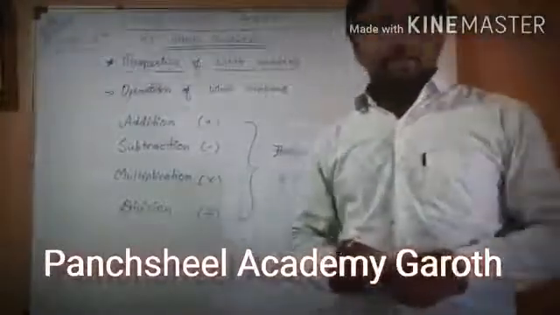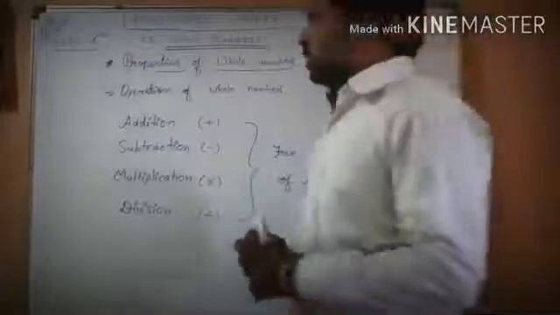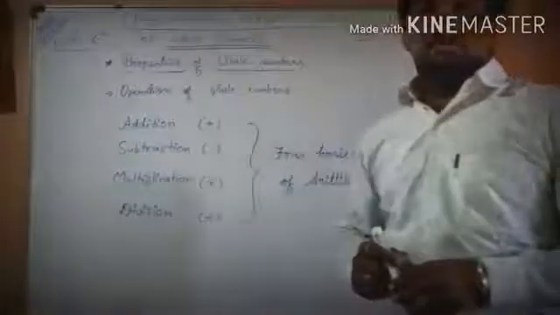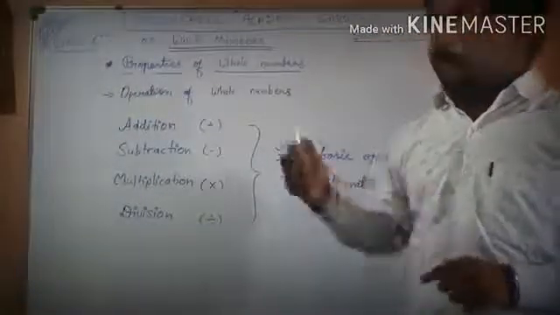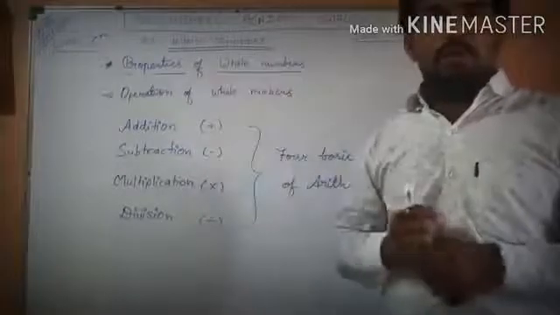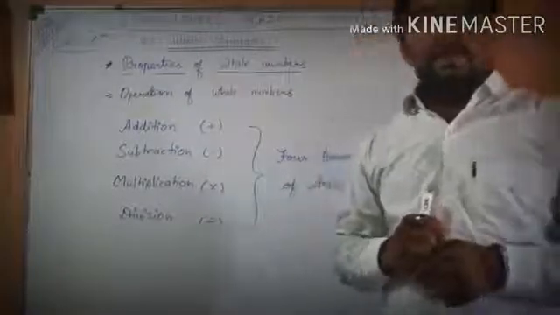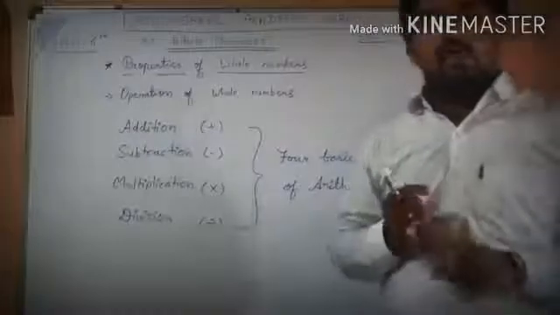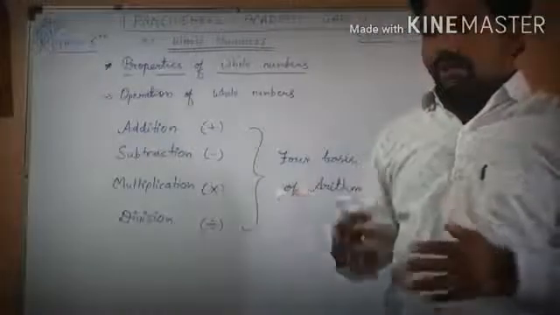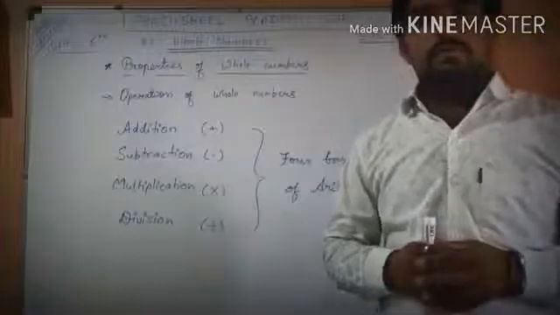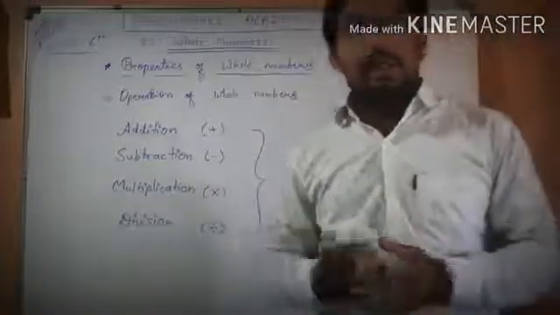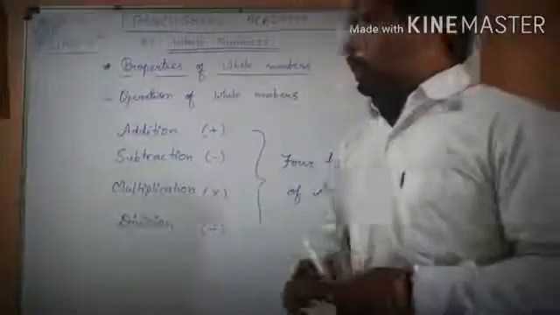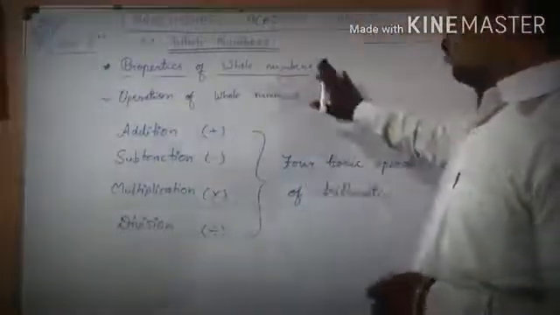In the previous lecture, we discussed the number system. I gave you the full flow chart, and in this way we discussed natural numbers, whole numbers, and after that we also saw the number line, and how we can add, subtract and multiply on the number line. But today we are going to discuss the properties of whole numbers.